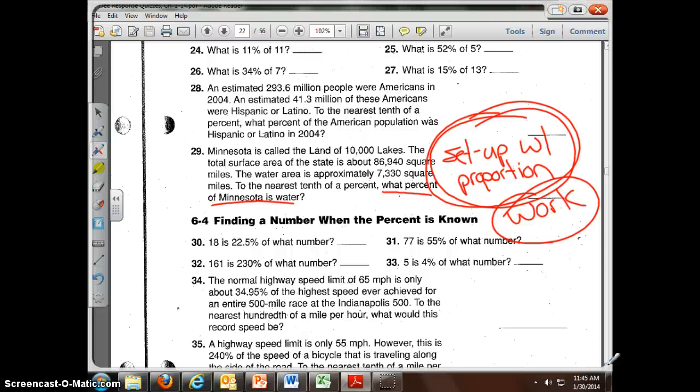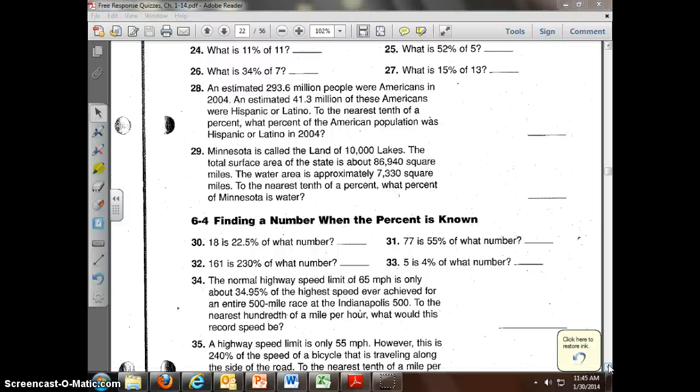That's the variable. Okay? So set up again with a proportion. That is the only way I'm going to give you credit is if you set it up with a proportion, which we did a lot in the last couple of days, and then show your work. Okay, when you're solving for the missing variable.